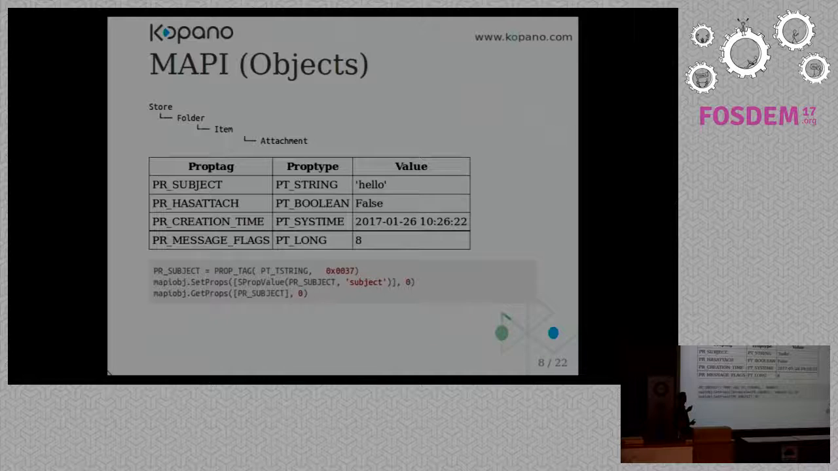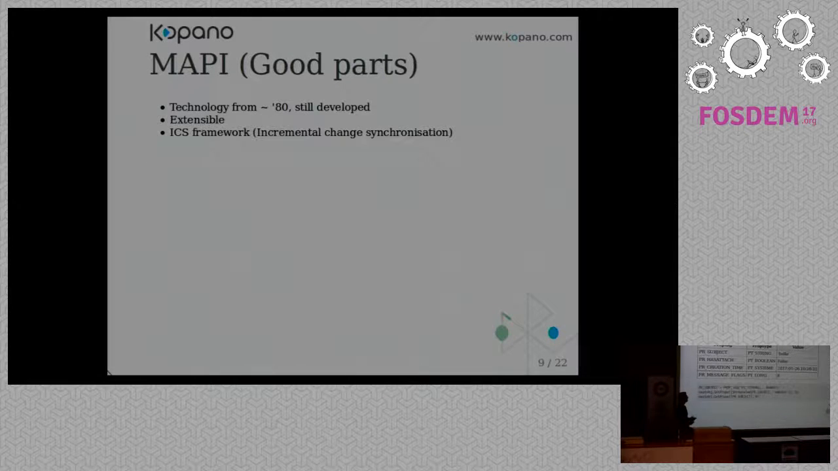All these objects have in common that they have a set of properties. These properties have a unique identifier, for example the subject, which is called PR_SUBJECT in MAPI. From that prop tag, you can derive the type it is. Is it a string, or a Boolean? Is it a timestamp? And it has a value. So it's a bit like a key-value store, which means that you can create your own properties quite easily. So it's easy to extend. And with these two operations, you can set a property or you can get a property.